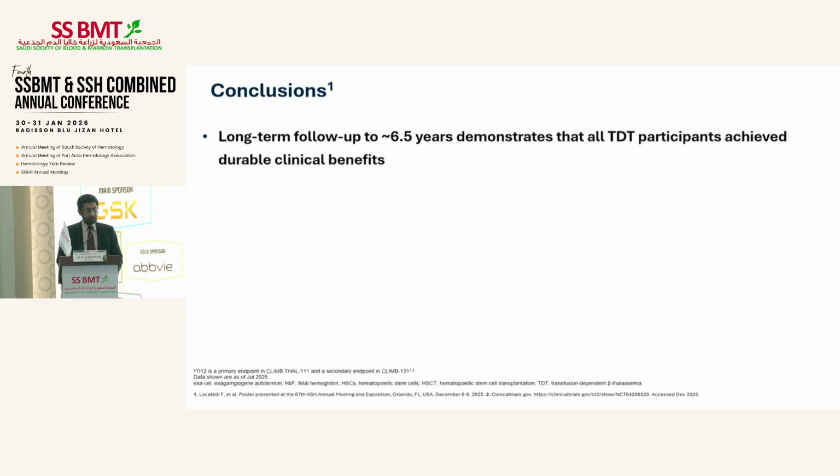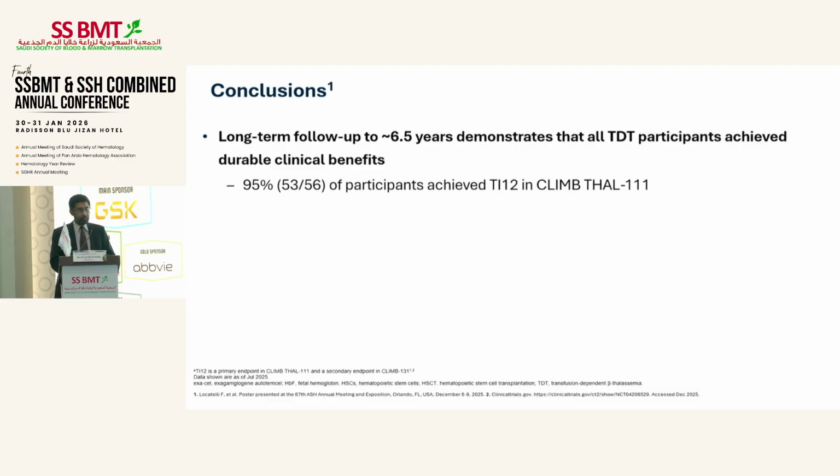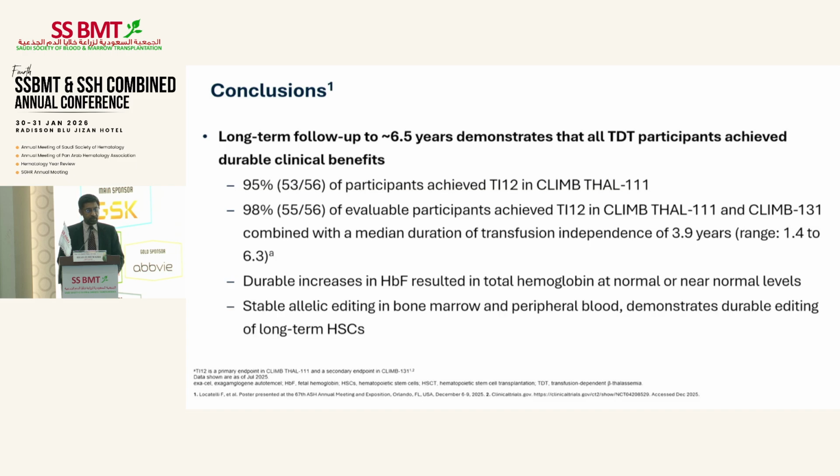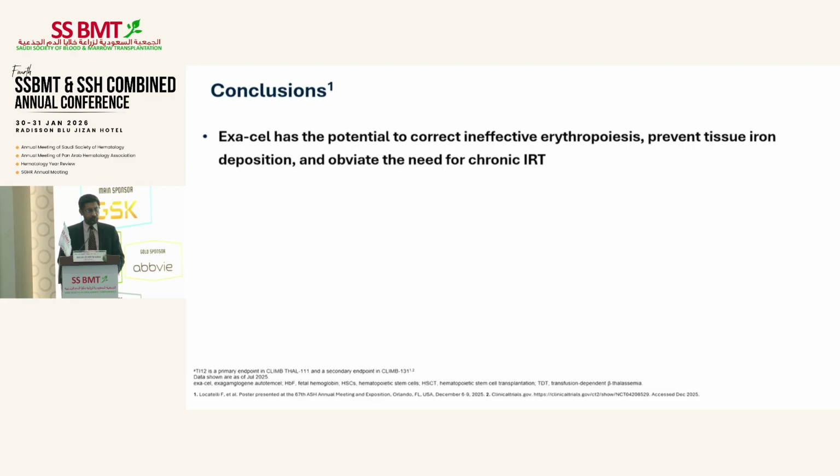So we concluded that after follow-up of 6.5 years, 95% of participants achieved the primary target of freedom from transfusion at 12 months after the infusion of the cells. 98% of the patients are free from transfusion at 3.9 years after the end of therapy, and there is a durable increase in hemoglobin F and stable allelic ratios.